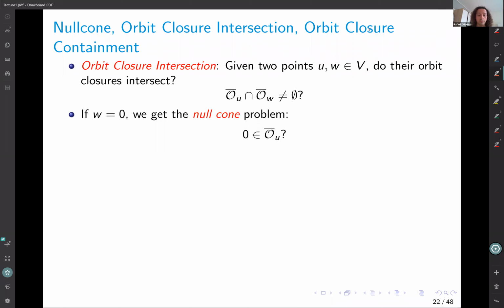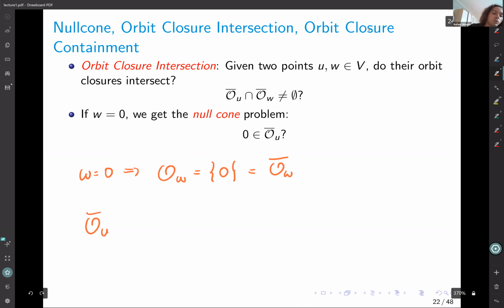And if W is actually equal to 0, so if one of the points is equal to 0, we get the null cone problem, because now the orbit of W is just 0, which is equal to the orbit closure of W. So the orbit closure of U intersecting the orbit closure of W is equivalent to just asking whether 0 is in the orbit closure of U. So then we get what is called the null cone problem, which is: given just the vector U, is 0 in the orbit closure of U?